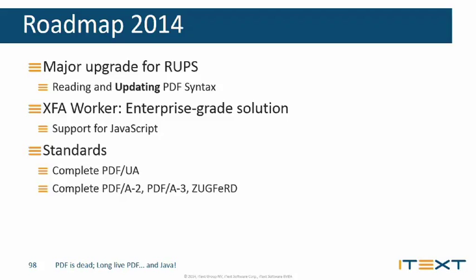For 2014, we did a major upgrade for RUPS. RUPS was meant to be for reading and updating PDF syntax, but before 2014, all you could do was read PDF syntax, so what I've shown, looking at the PDF. But now we can also tweak PDFs. If we want to debug a PDF, it's handy if you can change some value in a dictionary in the PDF without breaking the cross-reference table.